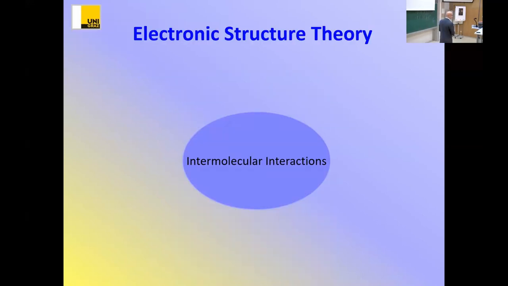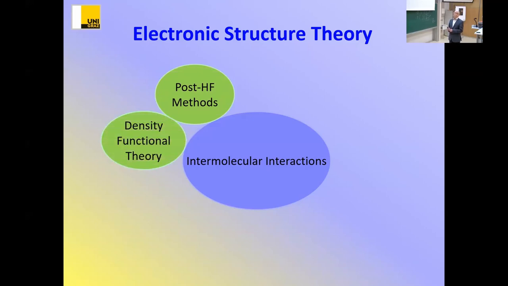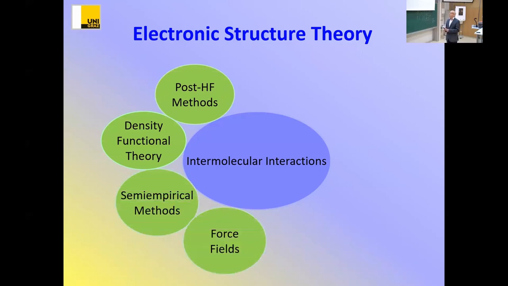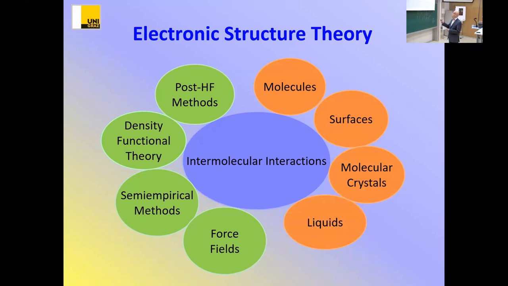If we talk about electronic structure theory, I'm just coming from quantum chemistry. We want to calculate, for example, intermolecular interactions, and we have several methods at our disposal. We usually start off with the most accurate methods. Those are post-Hartree-Fock methods, like, for example, coupled cluster or DMRG or whatever you may think about nowadays. Then you have density functional theory, then semi-empirical methods and the force fields, which are nowadays getting more and more replaced by machine-learned force fields or machine-learned methods. Then you can apply this electronic structure theory, of course, to molecules, surfaces, molecular crystals, and at the end of the day, to liquids. I put surfaces somewhere in between because on a surface, of course, you have a molecule on a solid. So the question is how to calculate those and how you can get accurate results for those as well.